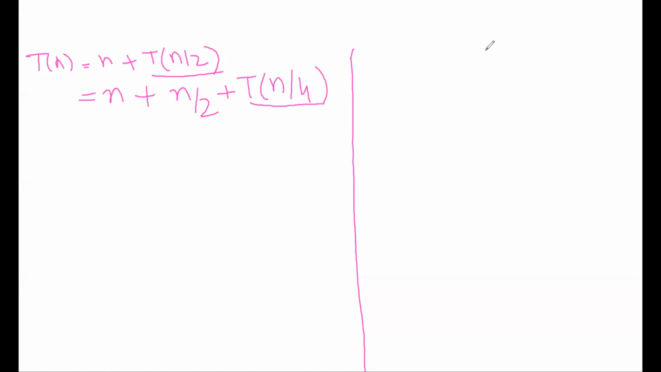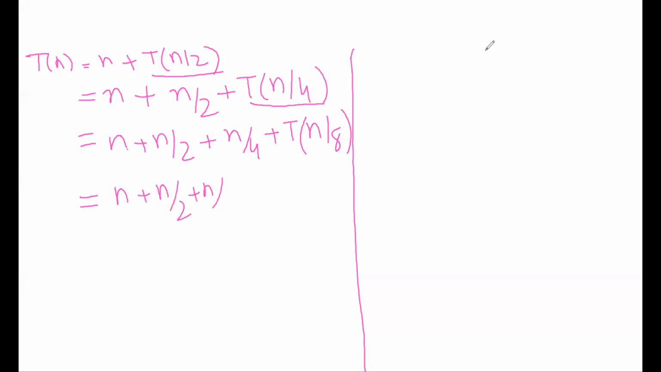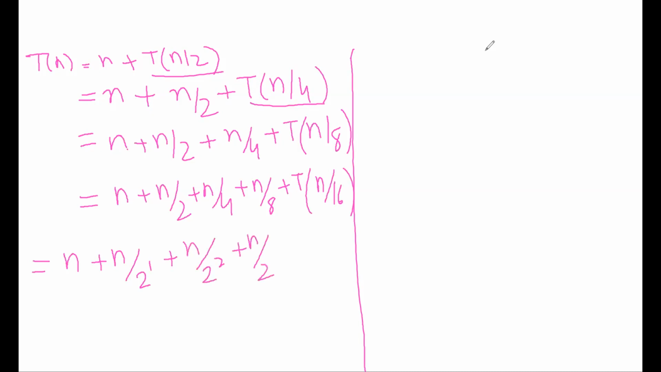Then you have to find what is T(n/4). These two terms stay there. T(n/4) is n by 4 plus T(n/8). Again, let's do one more: n plus n by 2 plus n by 4. What is T(n/8)? It is n by 8 plus T(n/16). Now let me write it like this: n plus n by 2 to the power 1, n by 2 to the power 2, n by 2 to the power 3, plus T(n/2^4).